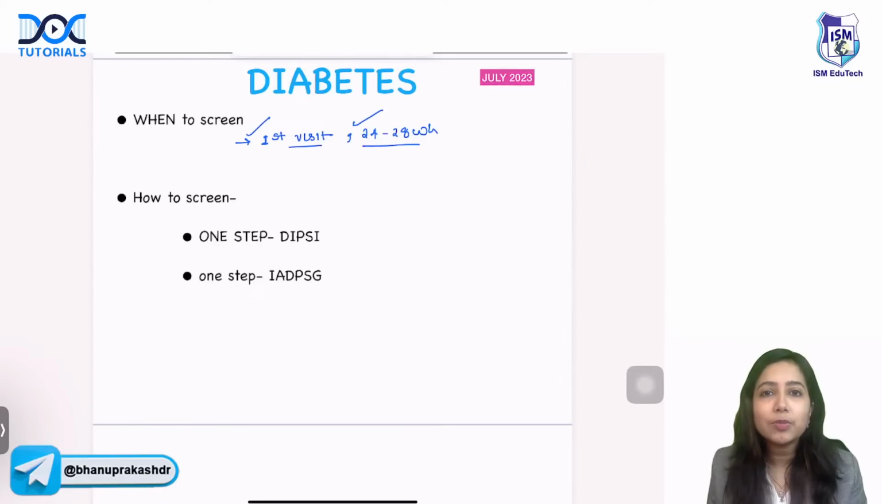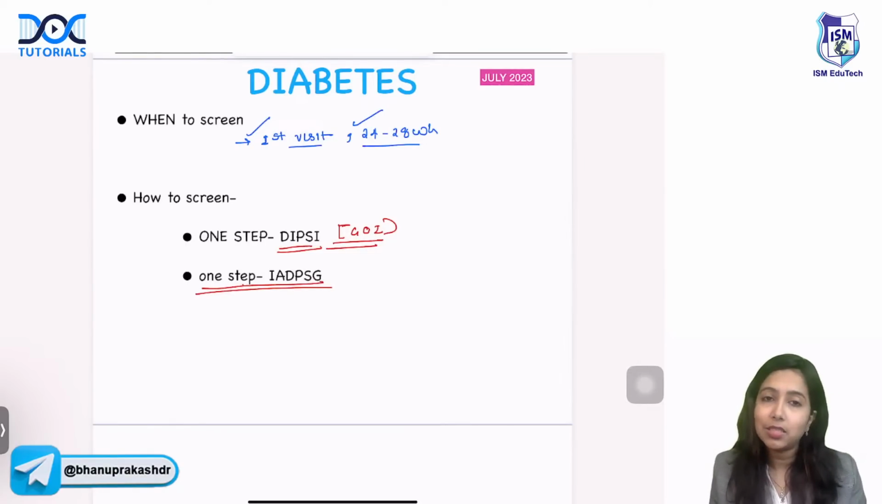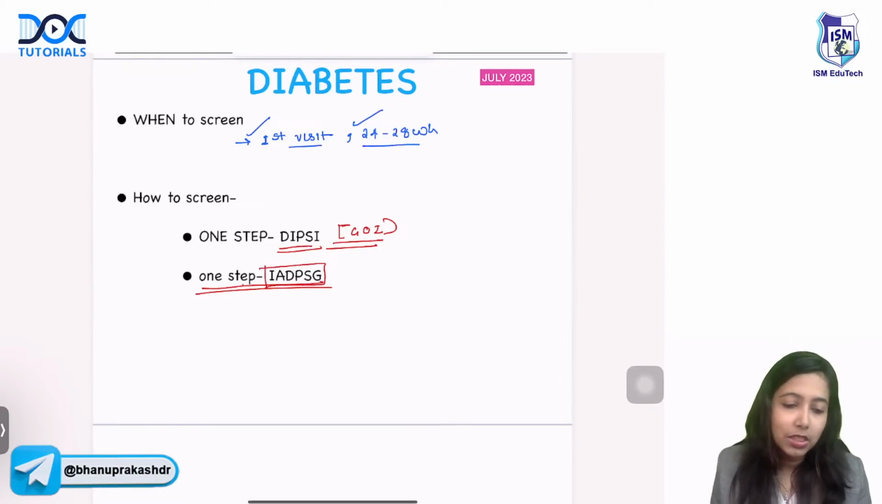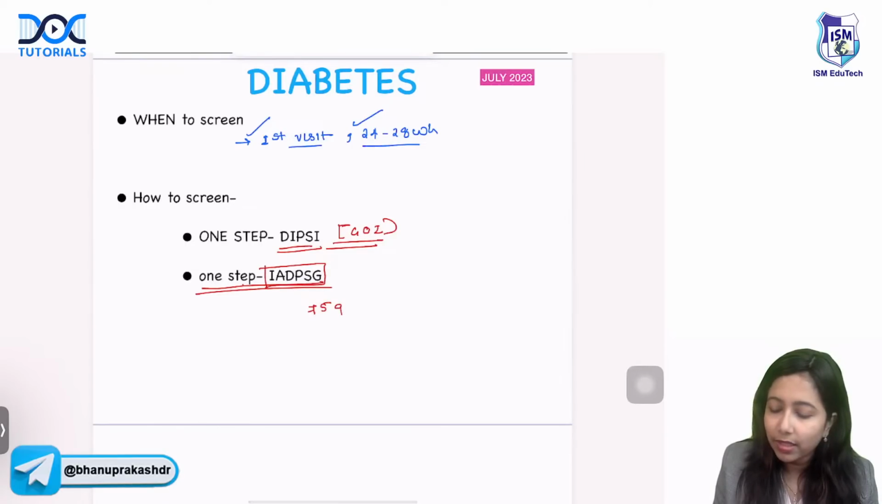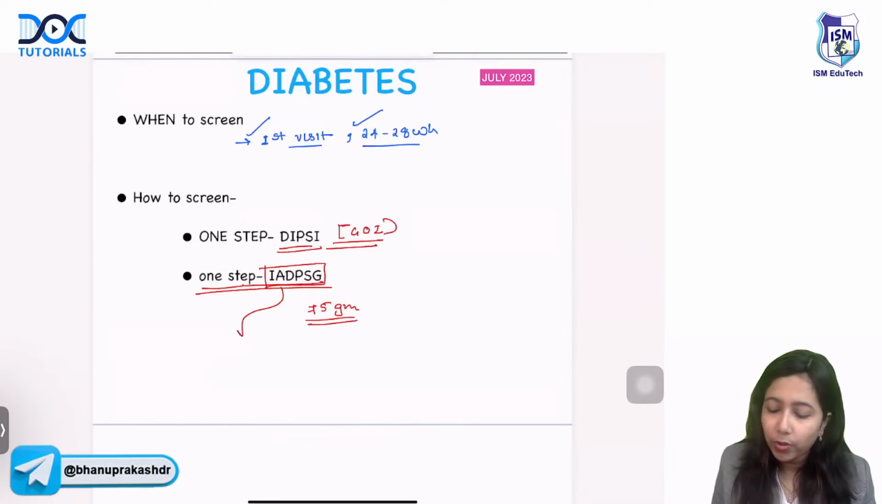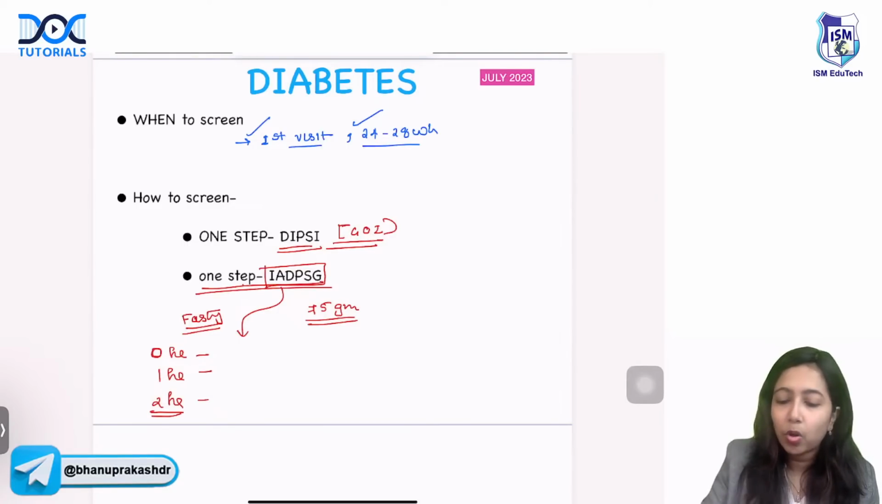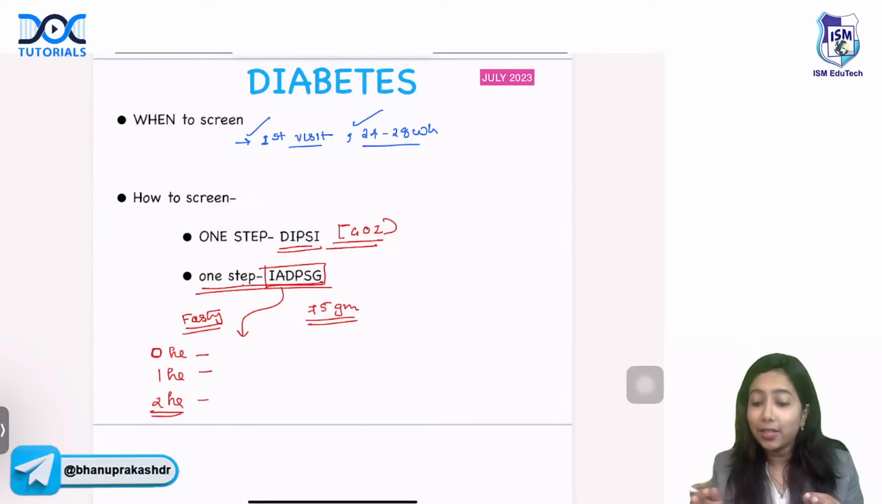We have the one-step screening given by DIPSI, that is the Government of India. And we have another one-step screening, which is given by IADPSG. In both of these, we give 75 grams of glucose. In IADPSG, I'm going to give the patient this in a fasting state, and I will check at 0 hour, 1 hour, 2 hour values. This is extremely important. Why is it so? They will give you clinical scenarios as well, in which they will be giving you these cutoffs and they will ask you, is the patient diabetic?